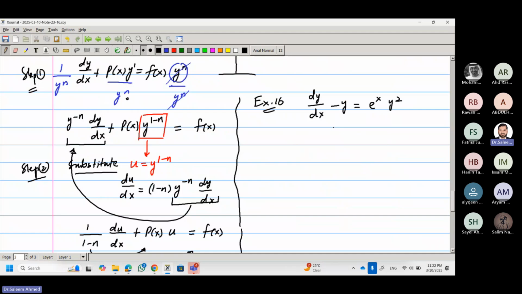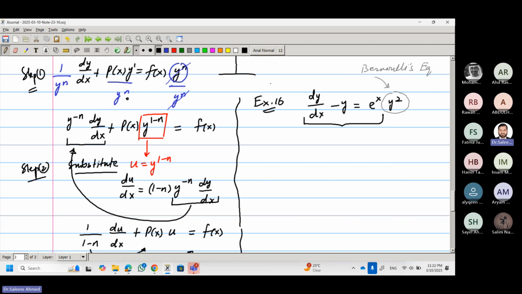Right? So you see, this looks like a linear equation. So what is extra here? The extra is just y squared on the right. So this makes it Bernoulli's equation. Otherwise, it looks like a linear equation. So what is the first step?